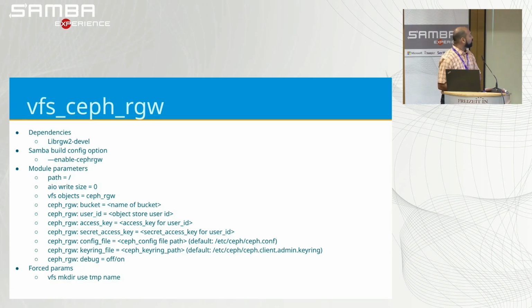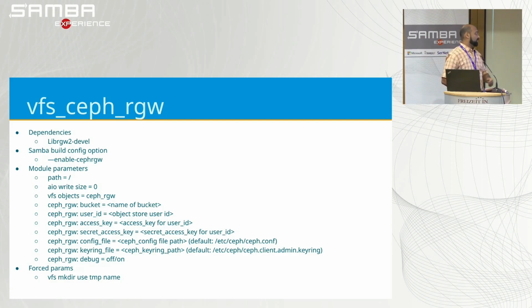And let's talk about module parameters. So path, ideally we do not make use of path anyway. I mean, it's a bucket, so there is no path, but we just keep path as slash. It can be anything, but it won't make any difference to operation. AIO write size should be 0, so that means it would always go into synchronous mode since we do not have any random write support. So we prefer AIO write size as 0 so that it will always be synchronous.